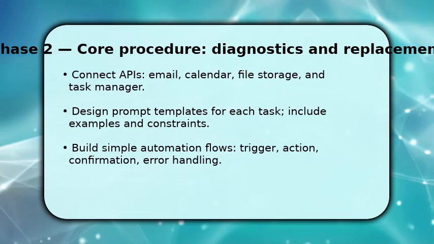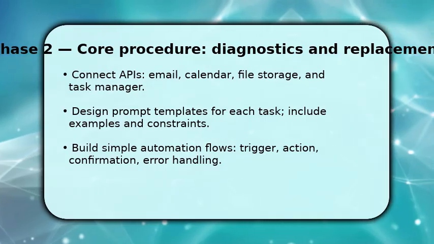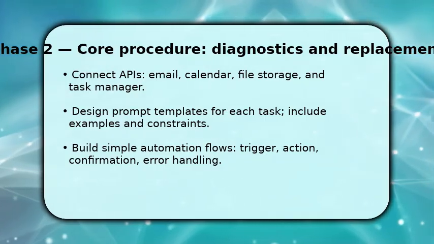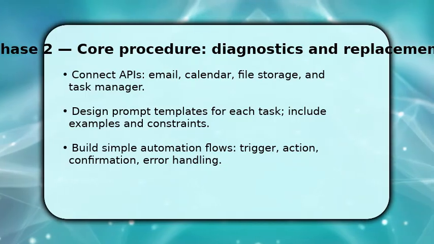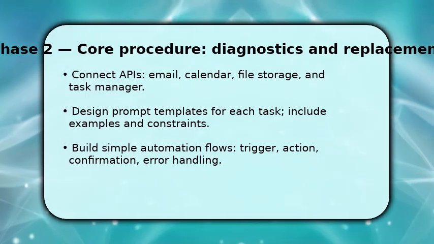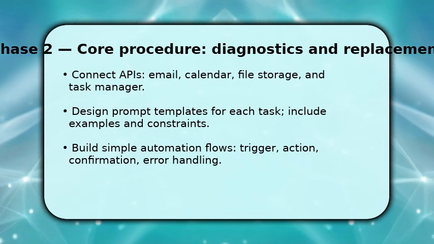Make sure to test each flow with varied inputs. If output drifts, tighten constraints and add format validators. This keeps the assistant consistent and trustworthy as it learns your routines.